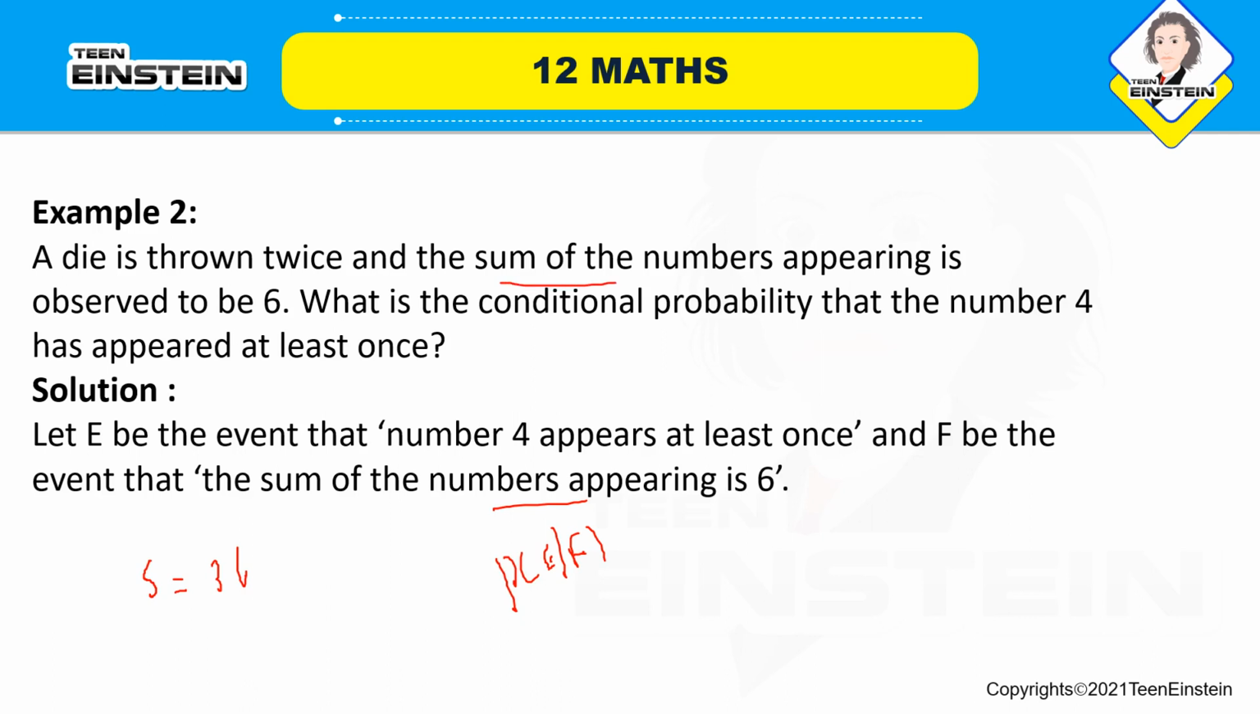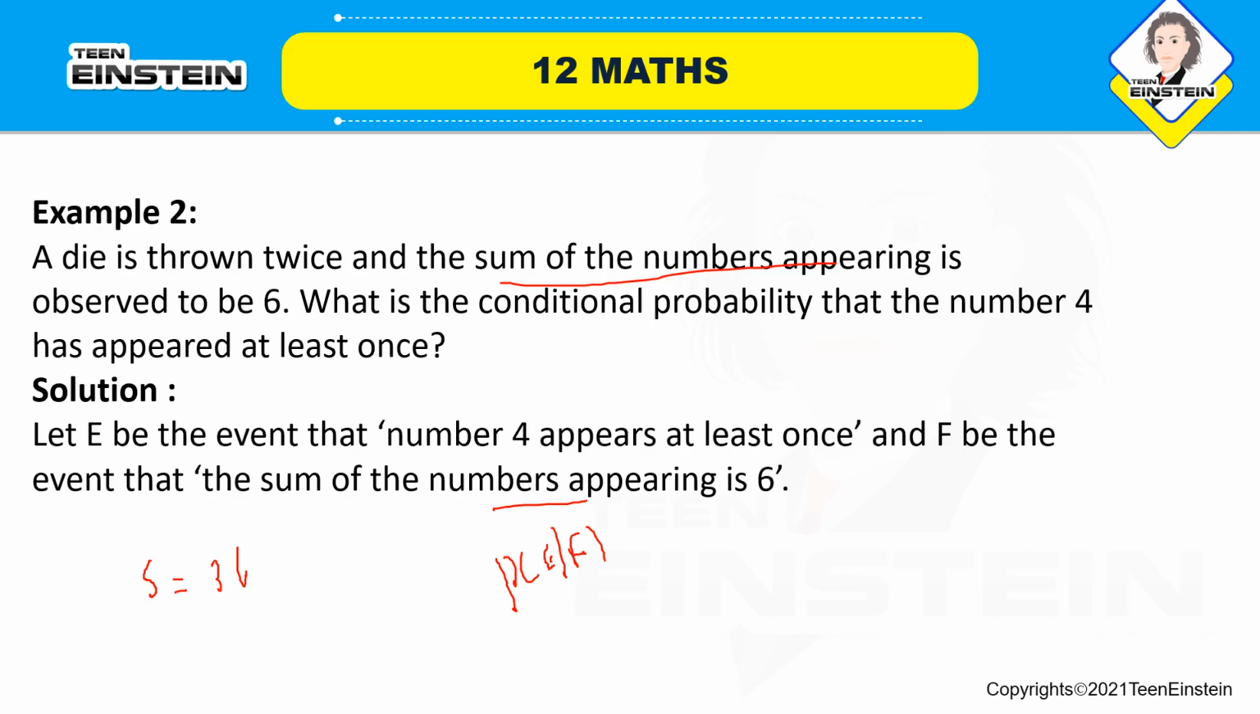Because the sum of the numbers appearing is 6. This is a given, right? So this is the condition, and this event is nothing but F. And the number 4 has to appear at least once. This event is specified as E. So we have to find the probability of E given F.